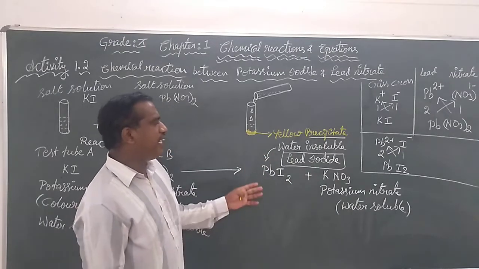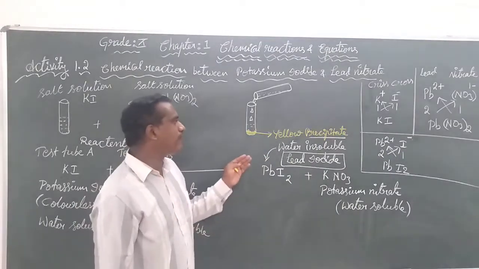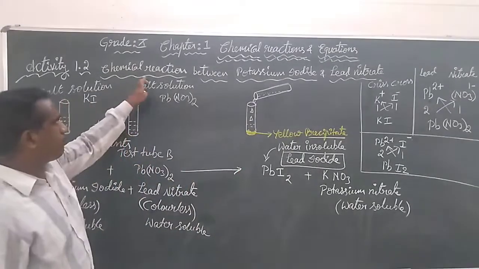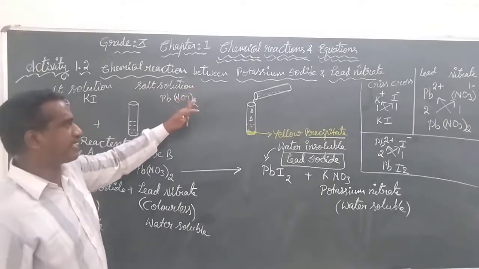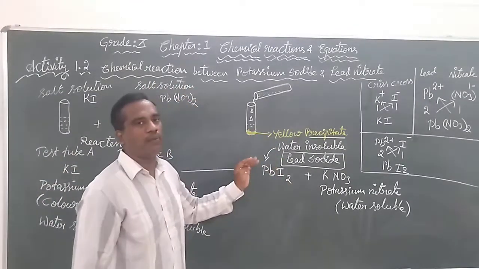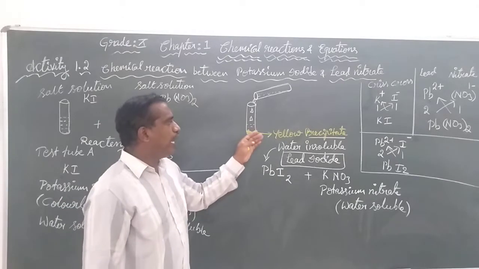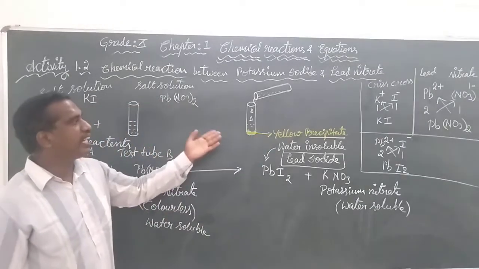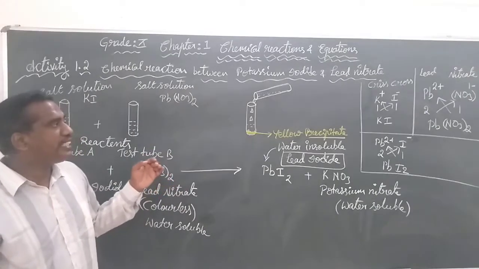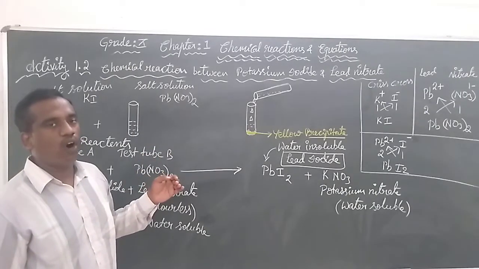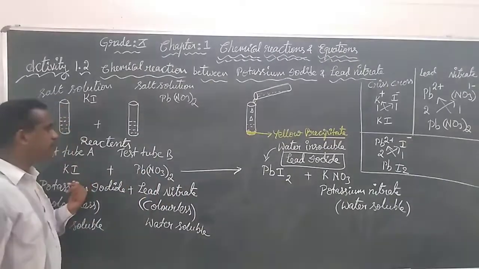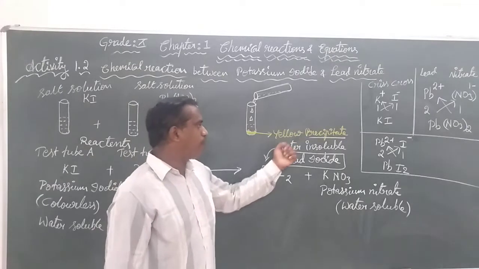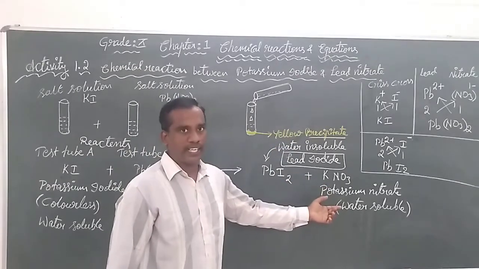PbI2. Here in this reaction, what we can know is that at the end of a chemical reaction, when the products are formed, we are able to observe a change in color. So in this chemical reaction, what we observed is that when potassium iodide reacts with lead nitrate, it forms lead iodide, the yellow precipitate, and potassium nitrate.